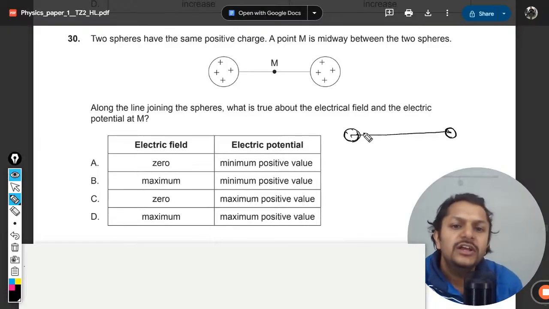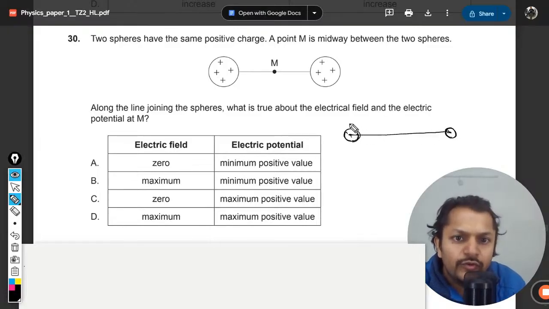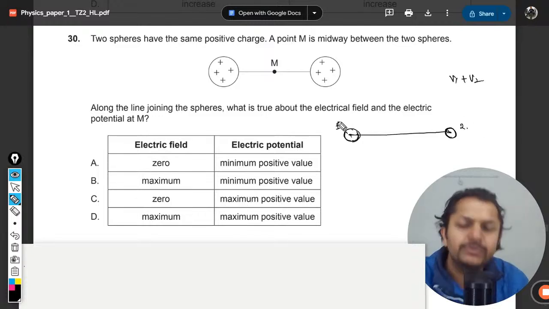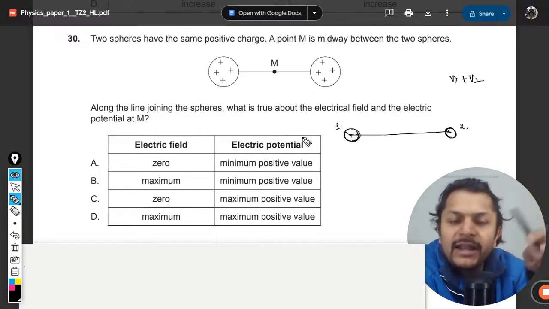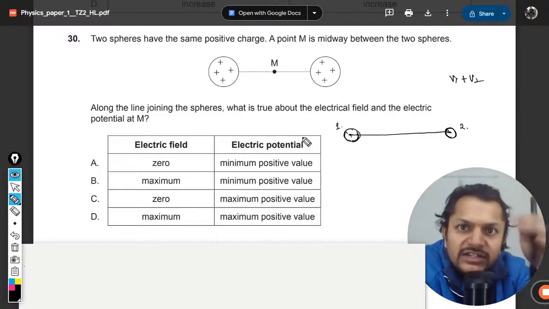This is the distance. So midway at any point, you would first find the potential because of 1, and then you find the potential because of 2, and then you add them, and then you find the total potential. This is the physics in this.